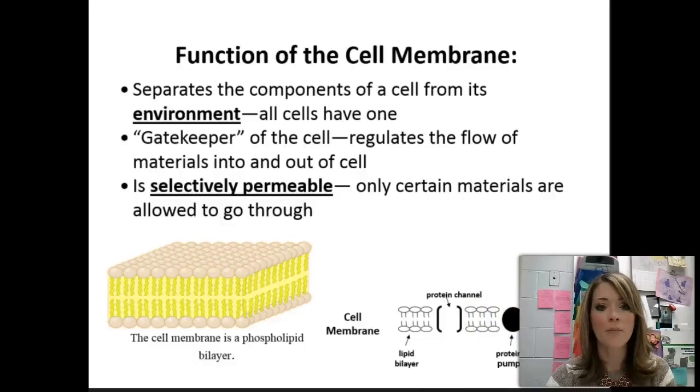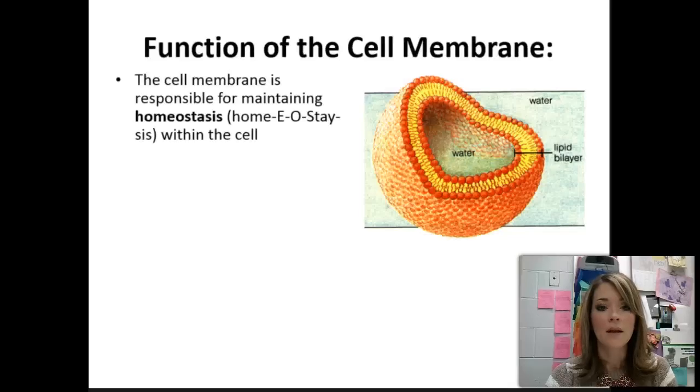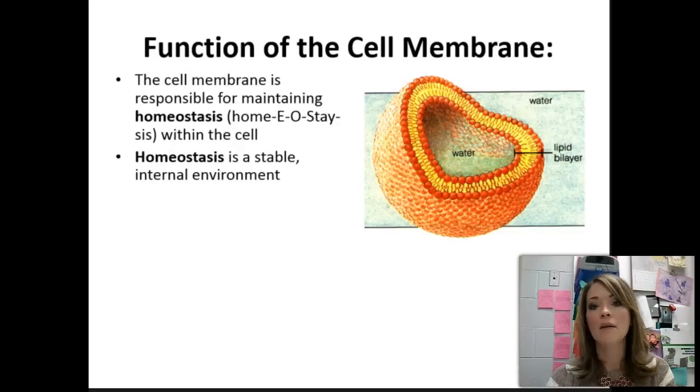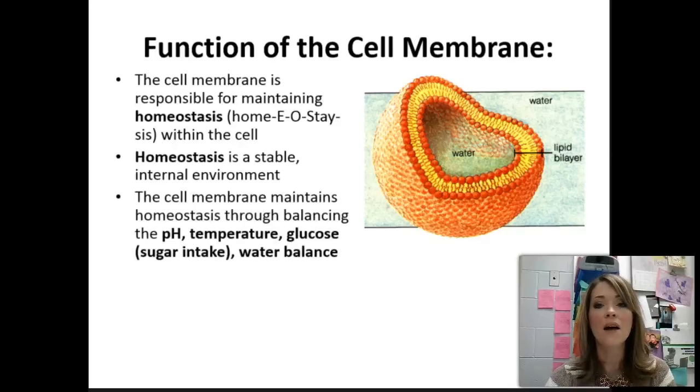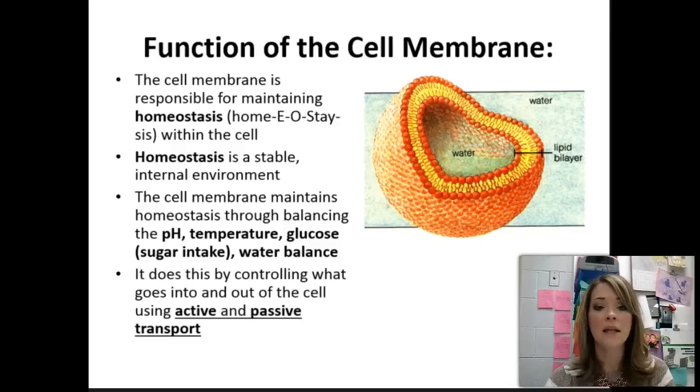Another function of the cell membrane is that it maintains homeostasis for the cell. And we talked about that when we were talking about living things needing to respond to their internal and external environment. Homeostasis is keeping their internal environment stable. So the cell has to be able to balance things. It has to be able to balance its temperature, how much sugar or glucose it is taking in, how much water it has in it and outside of it. So all of these things have to be kept in balance and maintained through homeostasis. And the way they do that is through active and passive transport, monitoring and controlling what goes in and out of the cell so you have that balance in and out.